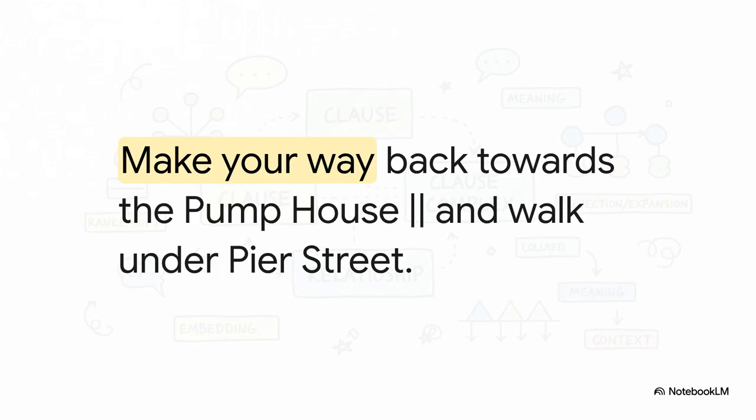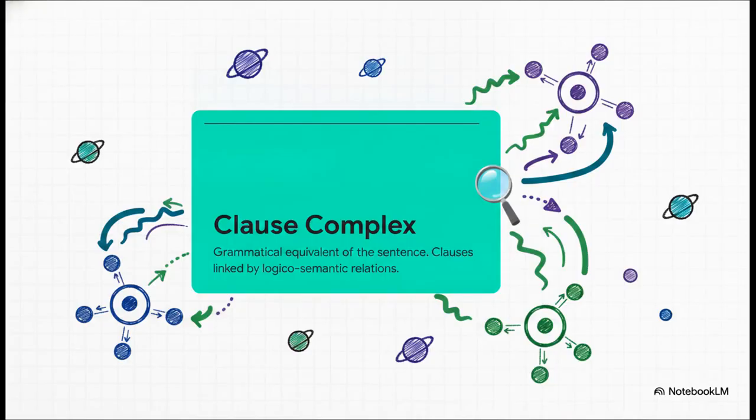These aren't just two separate instructions floating around in a vacuum. They are physically linked in a continuous flow to actively guide your actions. And that brings us to a formal definition. The clause complex is essentially the grammatical equivalent of the written sentence.